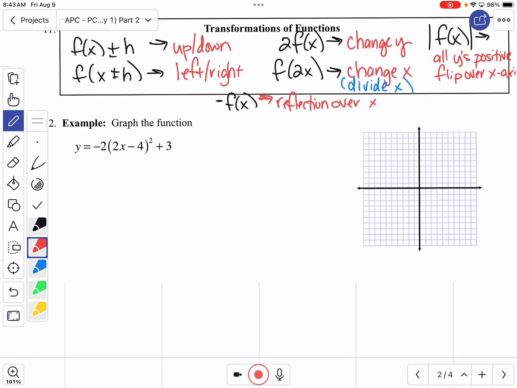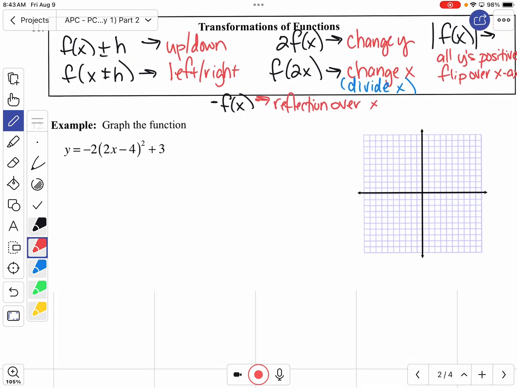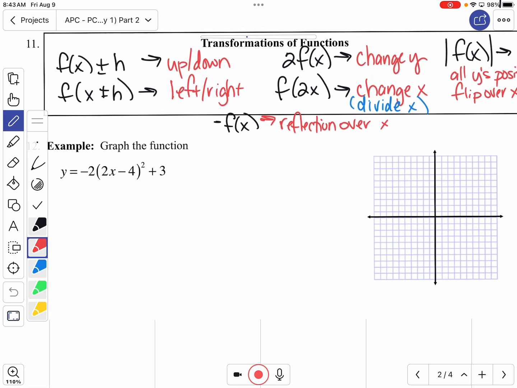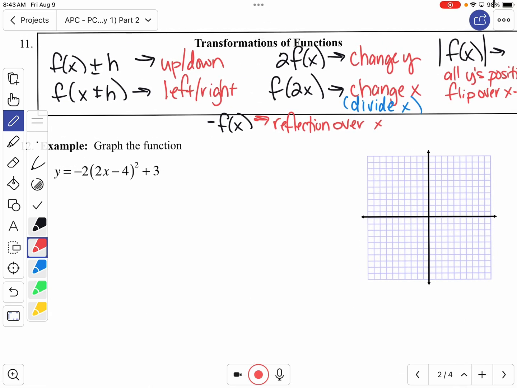All right, so let's take a look at one. Here's one that's got it all, just for fun. Let's see if we can graph that one. Take a second, play with it.